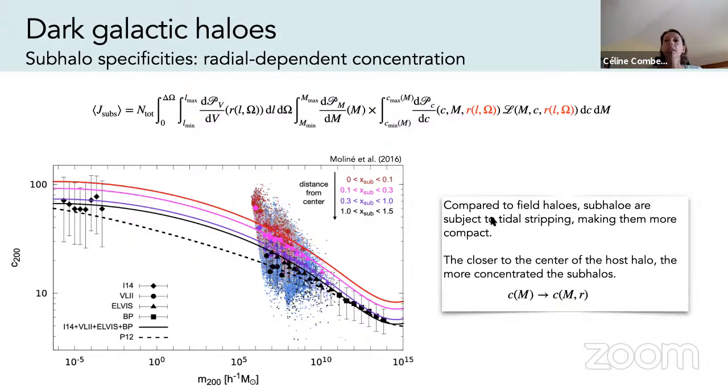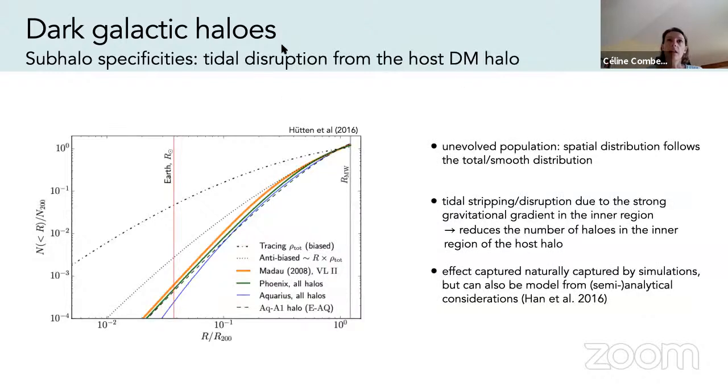So the reason for this is that halos are subjected to tidal stripping when they go to the inner galaxy, and you have strong density gradients in the inner galaxy. Another thing really related to this is that you may have tidal disruption of your substructure in the galactic halo when you move towards the galactic center.